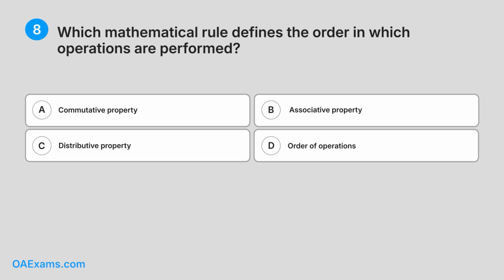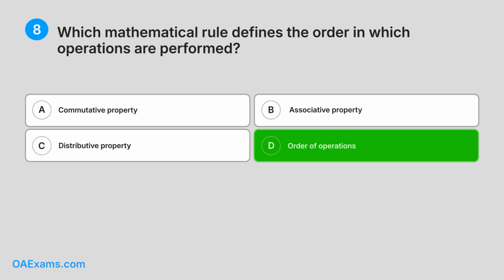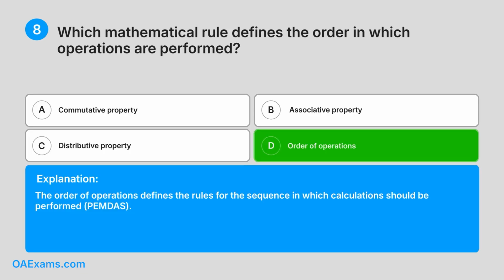8. Which mathematical rule defines the order in which operations are performed? A. Commutative property. B. Associative property. C. Distributive property. D. Order of operations. Can you guess the answer? Correct answer. D. Order of operations. Explanation. The order of operations defines the rules for the sequence in which calculations should be performed. PEMDAS.